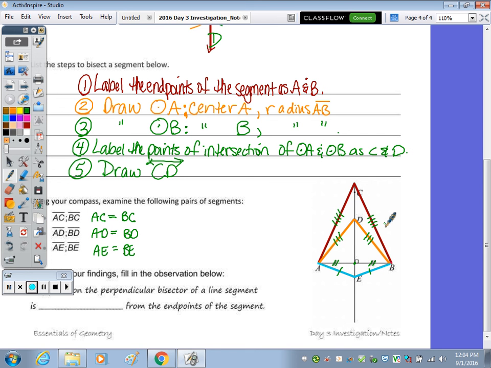Based on your findings, fill in the observation below. I knew it was a perpendicular bisector of AB to start because of this right angle here and these two markings. Any point on the perpendicular bisector of a line segment is blank from the endpoints of the segment. Look at the point E on the perpendicular bisector. That was the same distance to A as it was to B, which are the endpoints. Point D on the bisector was also the same distance from the endpoints, and point C was also the same distance. To say the same distance, that vocab term is equidistant. And we are finished with the notes.